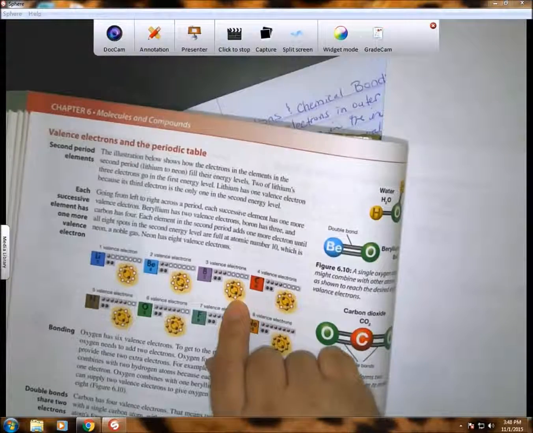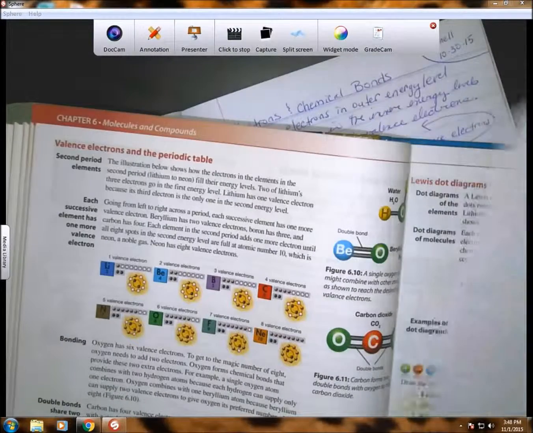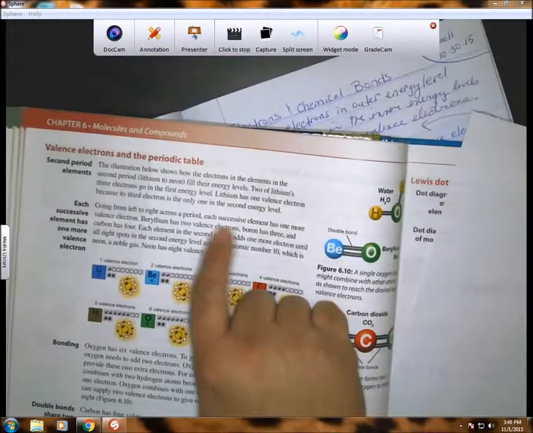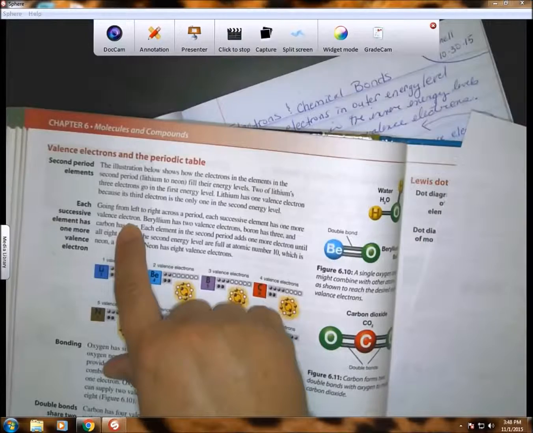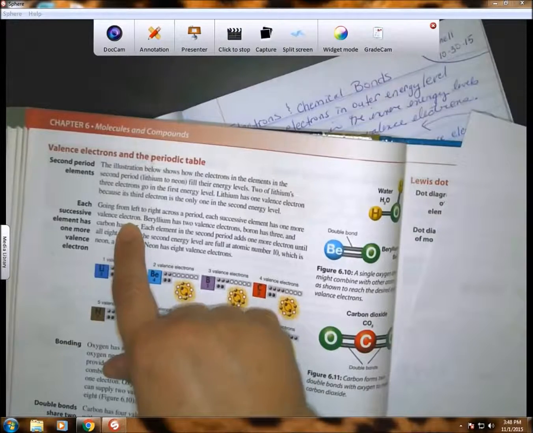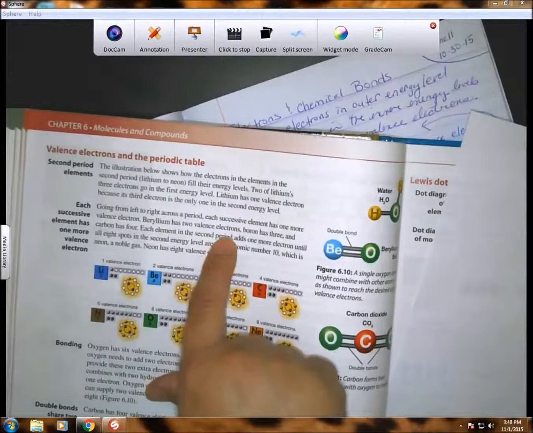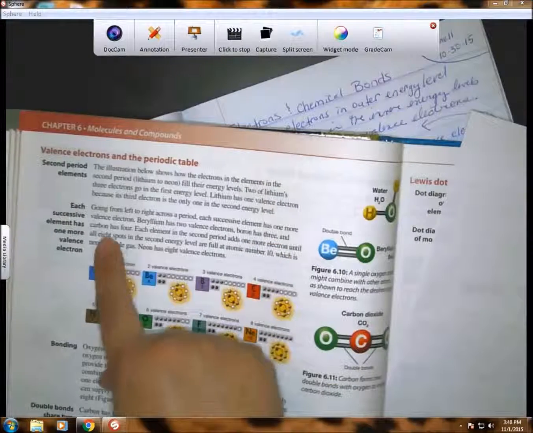I think that's as far as it got. So let's keep reading. Going from left to right across a period, each successive element has 1 more valence electron. Now we know that also because we know that in group 1 it's got 1 valence electron, and group 2 has 2 valence electrons, and group 13 has 3, group 14 4, and so on and so forth. So we know that. Beryllium has 2 valence electrons, boron has 3, and carbon has 4.